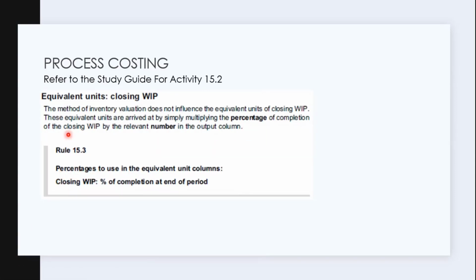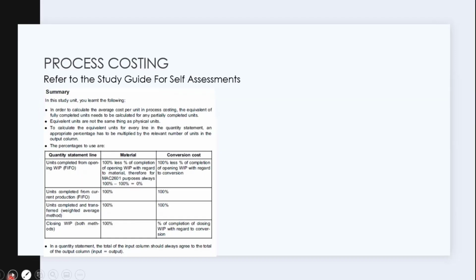Then the last rule, for the closing WIP: the method does not influence the closing WIP. So whether the inventory valuation is first in, first out or weighted average, it does not influence how we value our closing WIP. You simply multiply the percentage of completion for this closing WIP by the relevant number. So it's the percentage of completion at the end of the period.